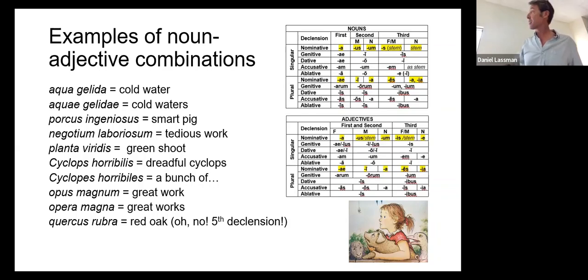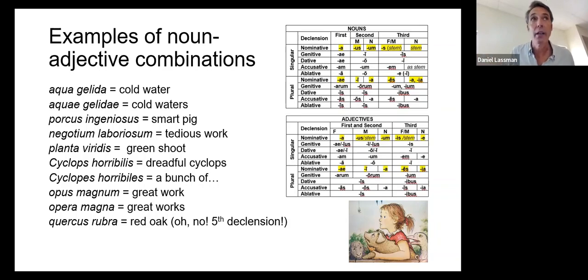Opus magnum is a great work. Opus looks like a masculine word in the second declension, but it's actually a neuter word in the third declension. If you want to make it plural, you have to change it to its stem, which is oper, and the plural of oper in the neuter is opera. But a great work is an opus magnum, because it's still neuter, and magnus is a second declension adjective. Magna is the plural, so opera magna. Great works. We'll be talking a lot about those today.